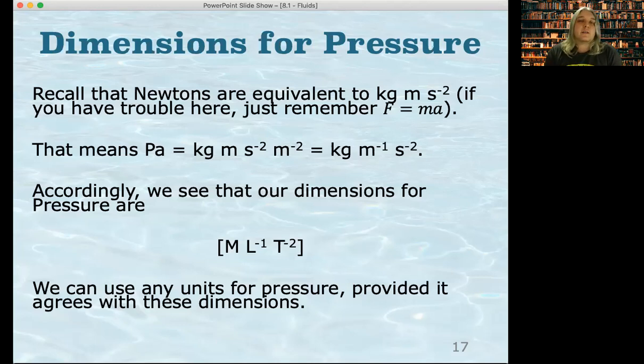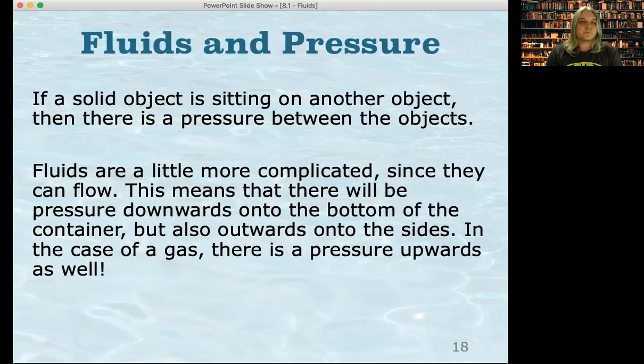And so that means that a Pascal, right, is kilogram meters per second squared per meter squared. So one of those meters is going to cancel and we get kilograms per meter per second squared. So the dimensions are mass, and then length to the -1, and then time to the -2. So those are the dimensions for pressure. If any unit has those dimensions, it is an acceptable pressure unit. But as I said, SI units are Pascals or newtons per square meter if you want to stick with those.